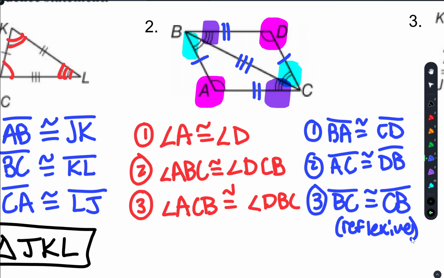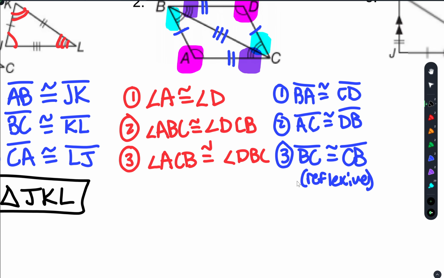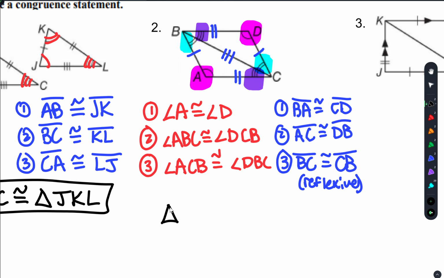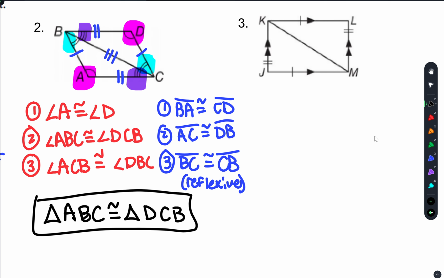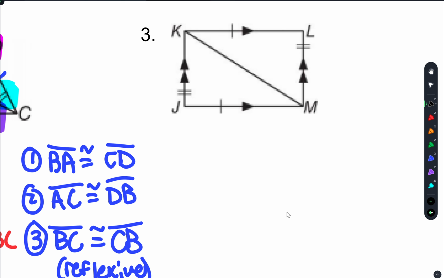Questions on that? So let's write my congruent statement now that we have everything lined up. I have triangle ABC congruent to triangle... I went pink, blue, purple. I should go pink, blue, purple here. Any questions on that? Okay, you guys are really not going to like me for this one, but we got to do it. Number 3.